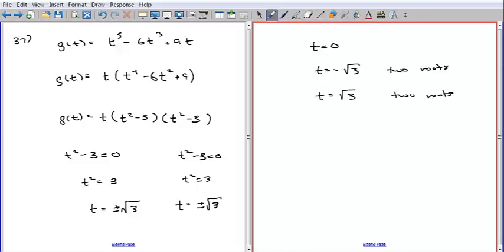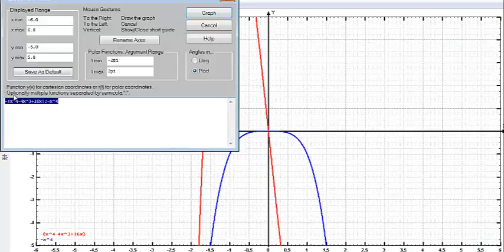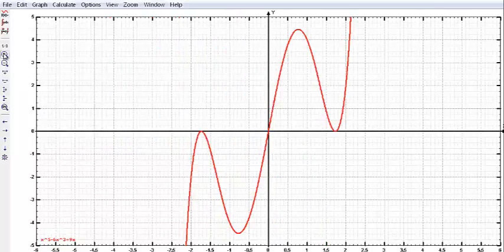So let's actually plot this thing out. Let's go back to our standard zoom. So if we have x to the fifth minus 6x cubed plus 9x. I got something wrong there. What should I put in? 6. Okay, x to the fifth minus 6x cubed. Okay, that looks good. Looking at the graph, you can see we have the intersection at x equals 0, and we have the touching at plus or minus the square root of 3.